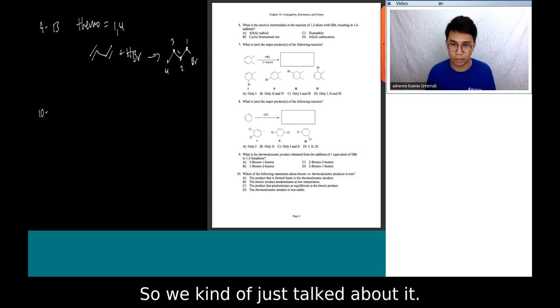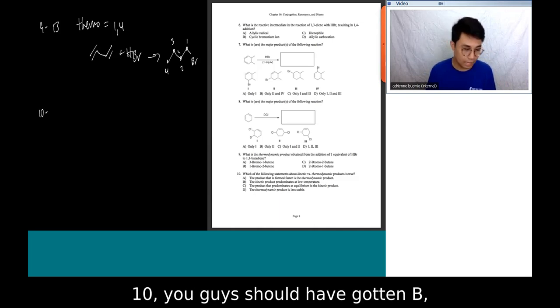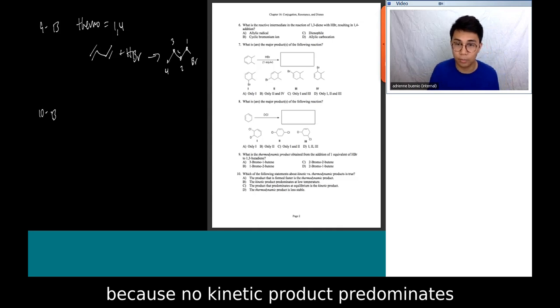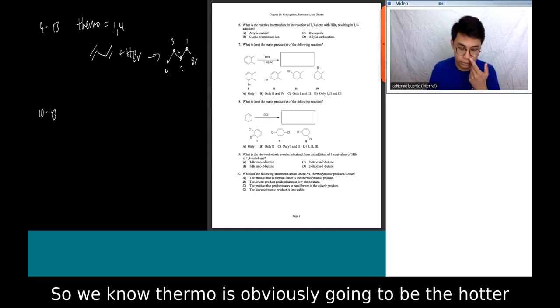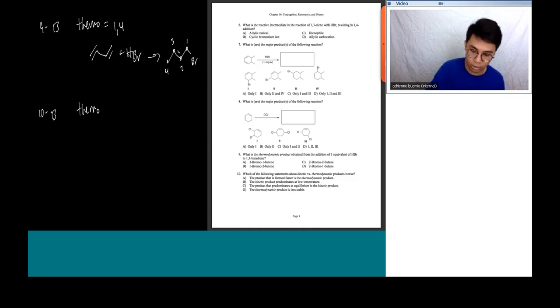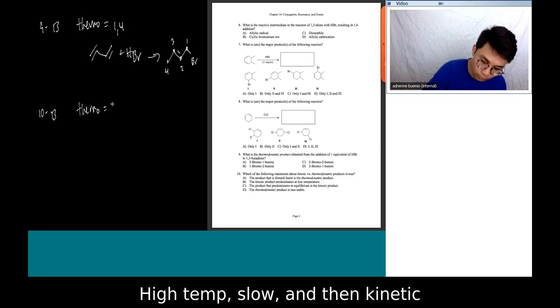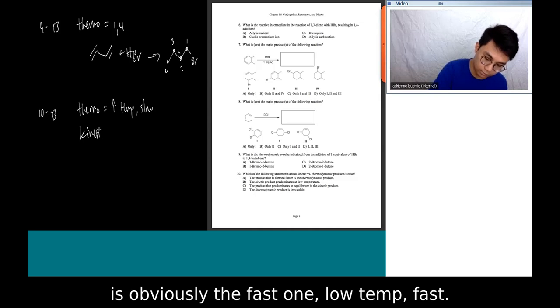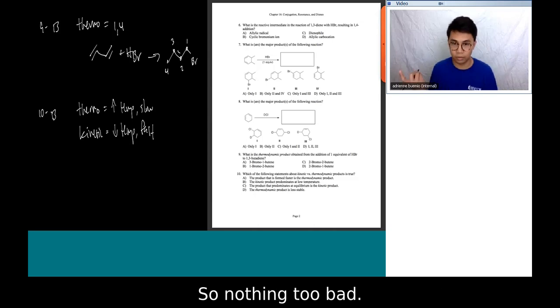So we kind of just talked about it. 10, you guys should have gotten B, because kinetic product predominates at lower temperatures. So we know thermo is obviously going to be the hotter temperature, right? Thermo: high temp, slow. And then kinetic is obviously the fast one: low temp, fast, right? So nothing too bad.